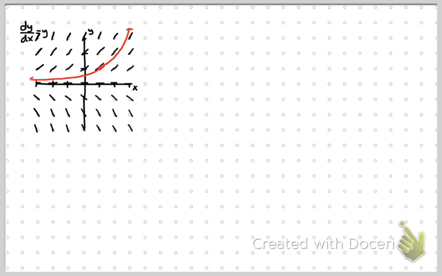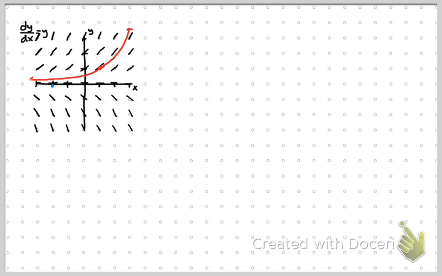So that would be my solution curve for A. Now for B, I'll do that in blue, -2, 0. And so first I'll locate that point. So here's -2, 0, where the slope is 0. And now I'll sketch in a solution curve.